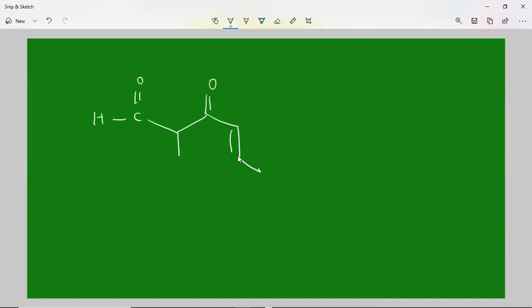So for this, we'll start giving numbering from the left side. That is 1, 2, 3, 4, 5, 6. That means 6 carbons are there in the main chain. In this, on the third carbon we have a ketone, on the second carbon we have a methyl, on the fourth carbon we have an ene, and on the first carbon we have an ol.